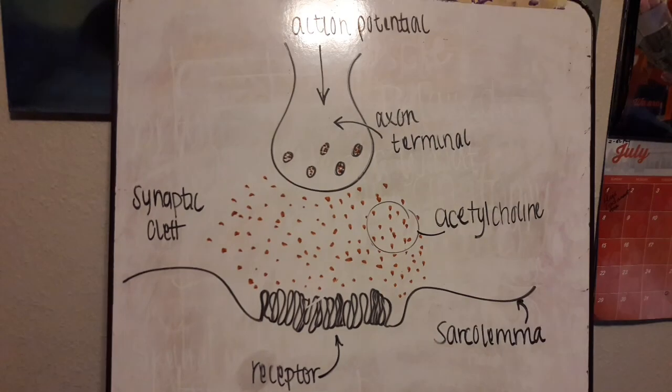In this picture here, we have neurotransmitters filled with acetylcholine inside the axon terminal. And within the axon, the action potential is pushing the neurotransmitters forward, causing the acetylcholine to leave the axon, pass through the synaptic cleft, and into the specialized plasma membrane called the sarcolemma, through the receptors, which is a protective layer or sheath that surrounds the whole cell.